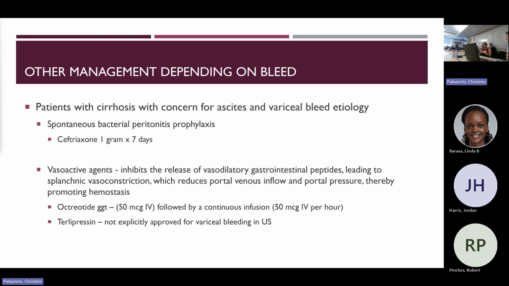When I was a resident, and I think fellowship too, octreotide was all we had. I know that terlipressin is now available in the United States. It's not explicitly approved for variceal bleeding. What I've seen on service is people are still using octreotide, but out of curiosity, has anyone in your experience ever been using terlipressin? Restricted. Yeah, restricted, so they won't even let you do it as an off-label thing.